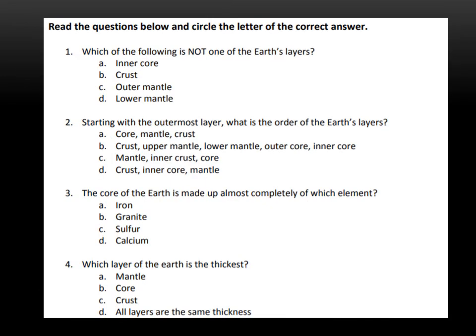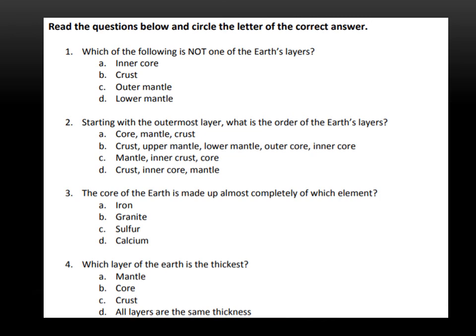This is the third question of your objective. Read the questions below and circle the letter of the correct answer. So there are 5 MCQs. The first one is: which of the following is not one of the Earth's layers? Inner core, crust, outer mantle and lower mantle.